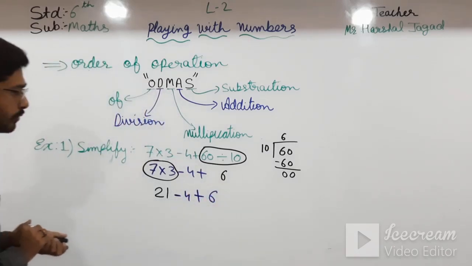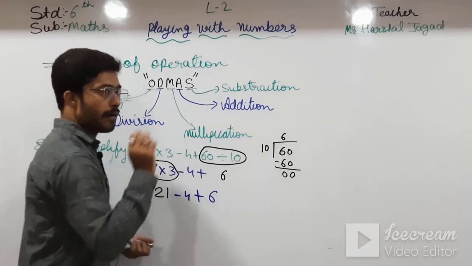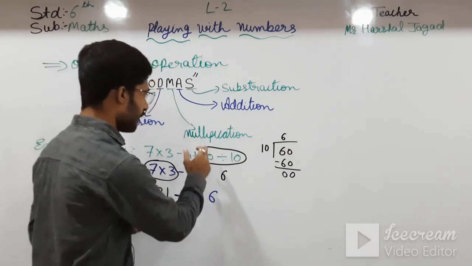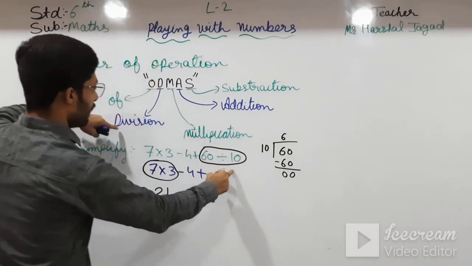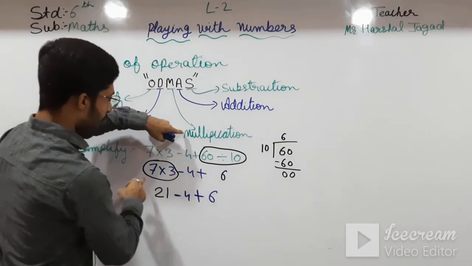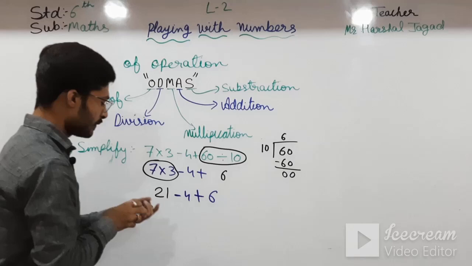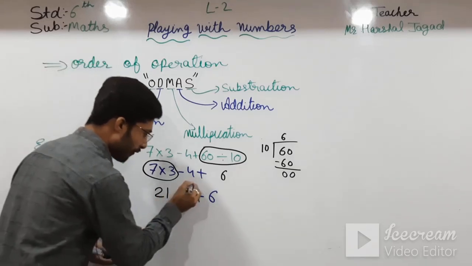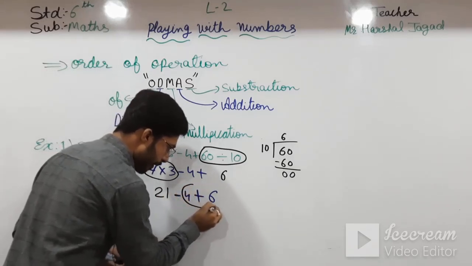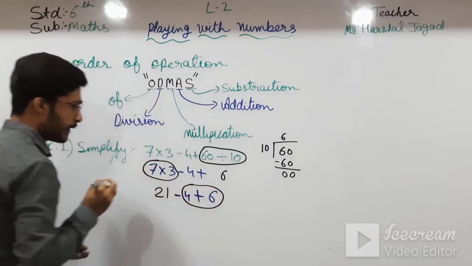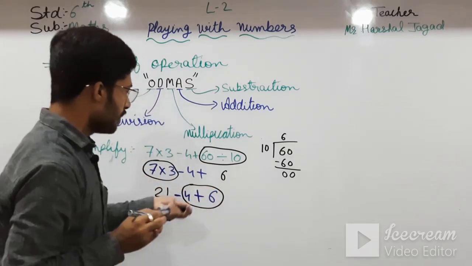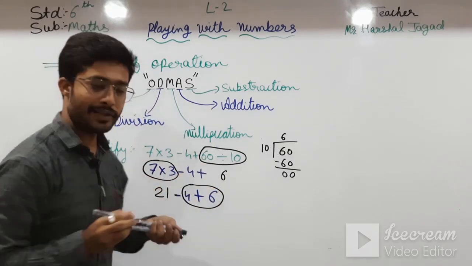Now what we have to do? Multiplication is done. First of all division, then multiplication. Now what we have to do? Addition. So here you can see the sign of addition over here. Okay students, then we have to do addition.